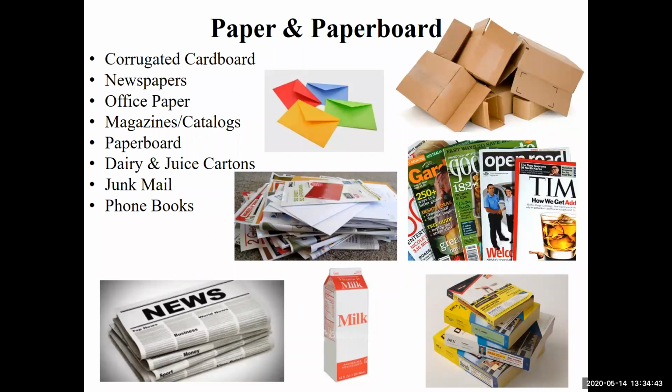All right. Now, if you recall, we had paper and paperboard. That was the biggest component of our municipal solid waste stream. Now, most of us actually use paper in a variety of different forms every day. So some paper items that can be recycled include corrugated cardboard. Now in 2017, this corrugated cardboard was actually the most recycled material.